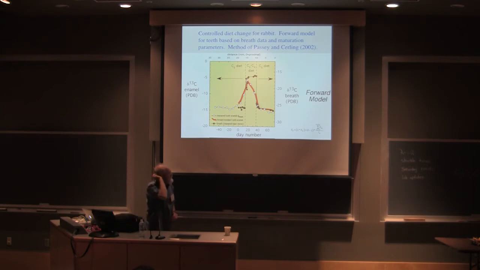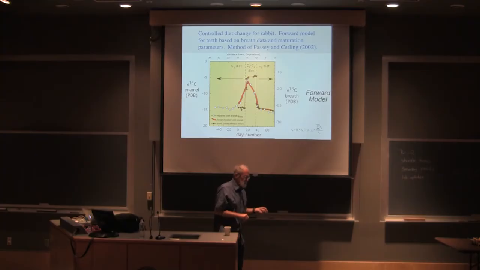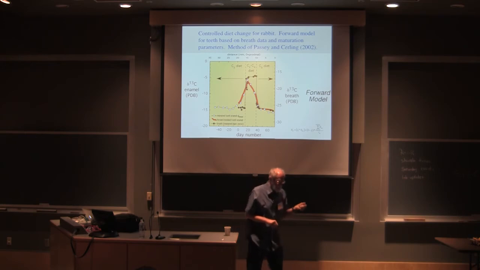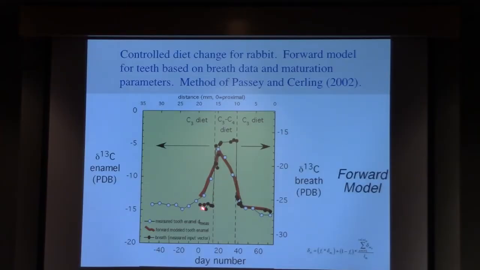So we did some experiments, and this is an experiment on a rabbit. So here we take a rabbit on a pure C3 diet. We switch it to a mixture of C3 and C4 grass, and then we switch it back again. And we measure its breath. Okay, this is the animal's breath and diet.